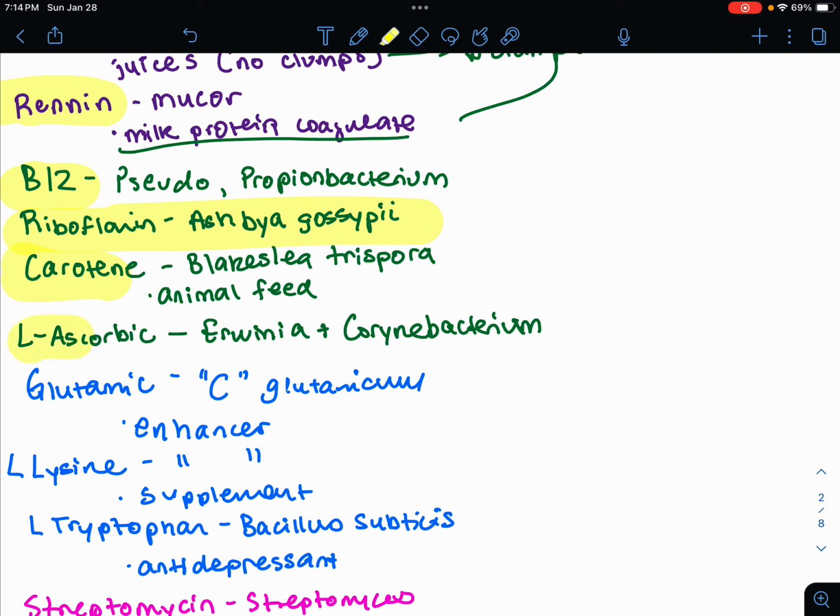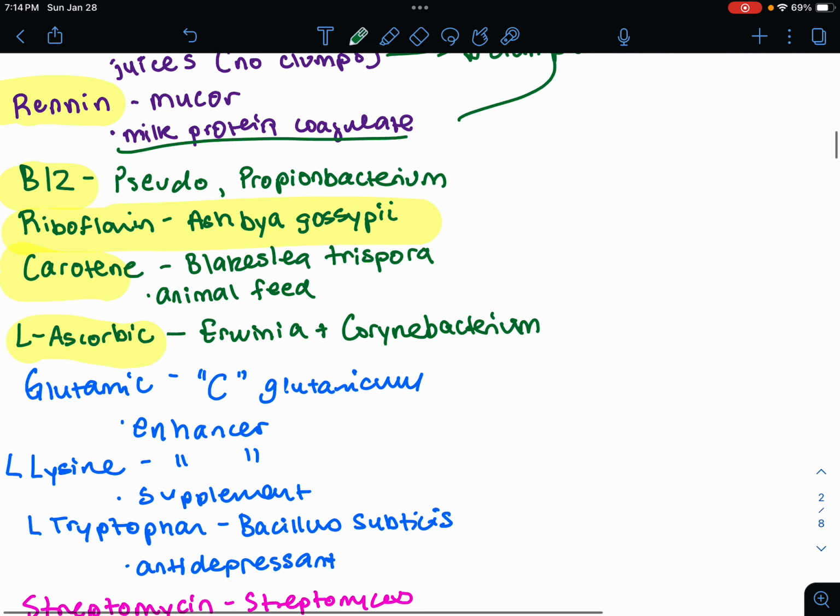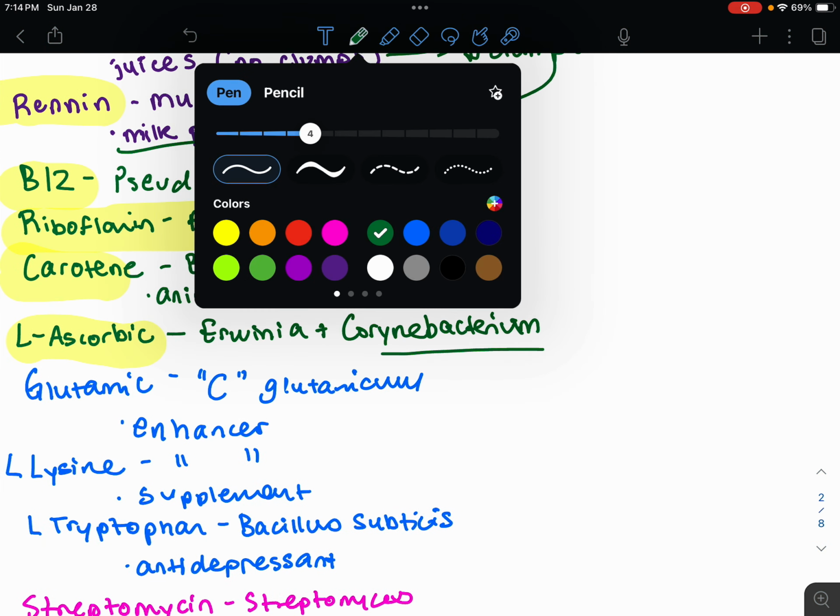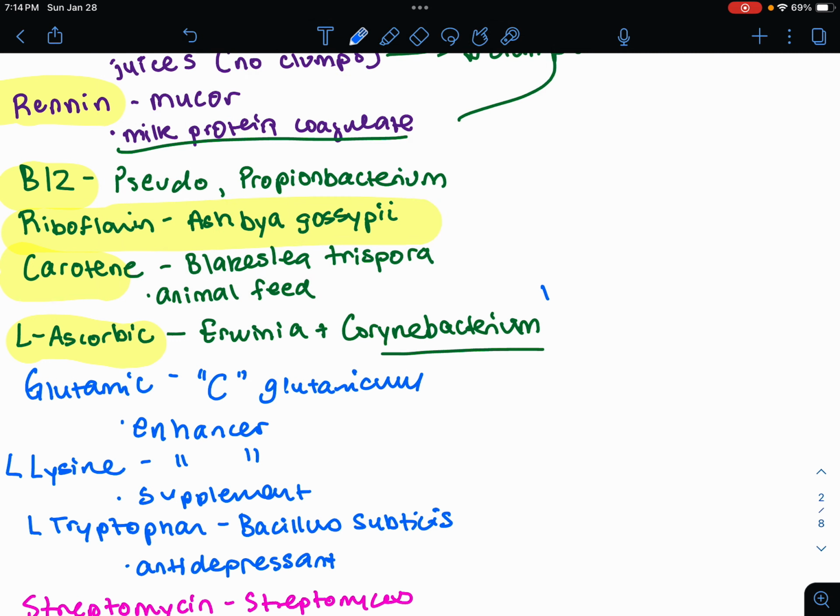Then we also have L-ascorbic acid. This is from Erwinia and Corynebacterium species. Corynebacterium, let's talk about this one. This is the palisade bacteria, so the L-ascorbic acid comes from this bacteria that likes to arrange itself in these palisades, like that.